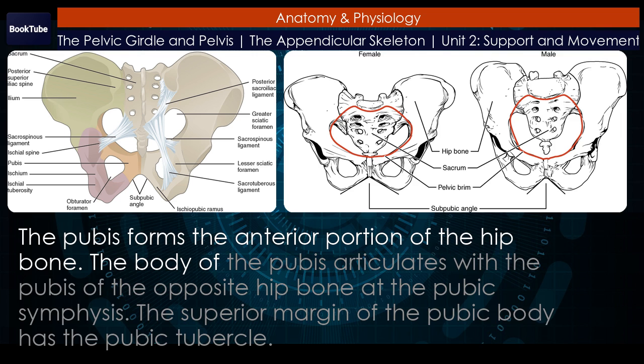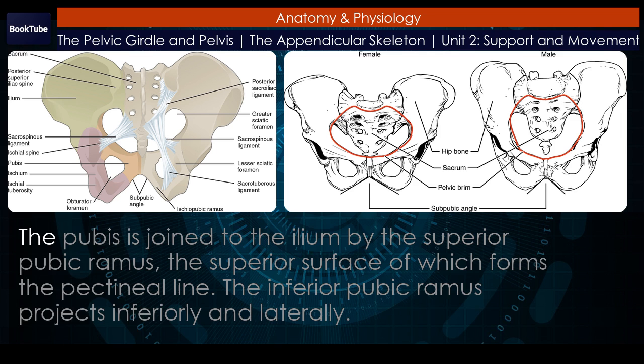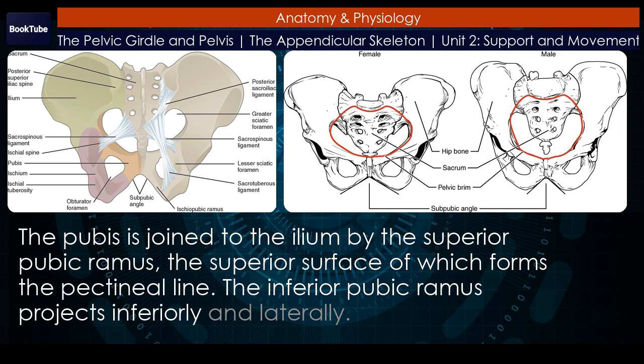The body of the pubis articulates with the pubis of the opposite hip bone at the pubic symphysis. The superior margin of the pubic body has the pubic tubercle. The pubis is joined to the ilium by the superior pubic ramus, the superior surface of which forms the pectineal line. The inferior pubic ramus projects inferiorly and laterally.